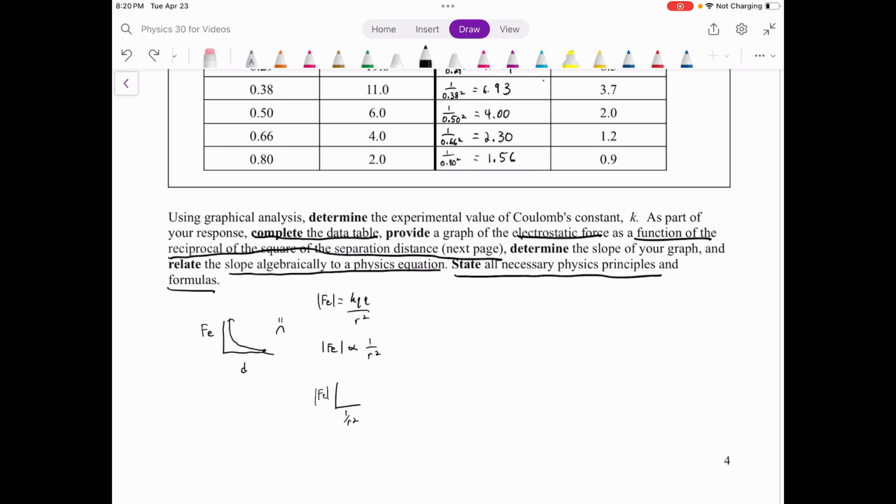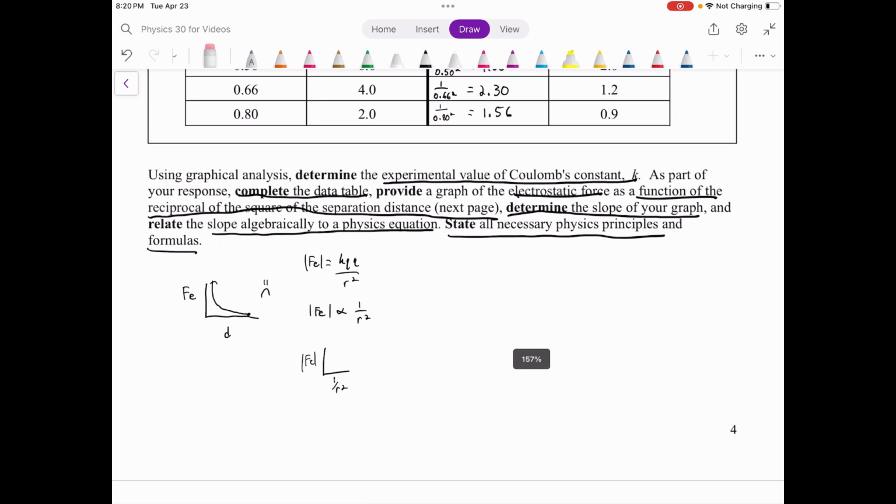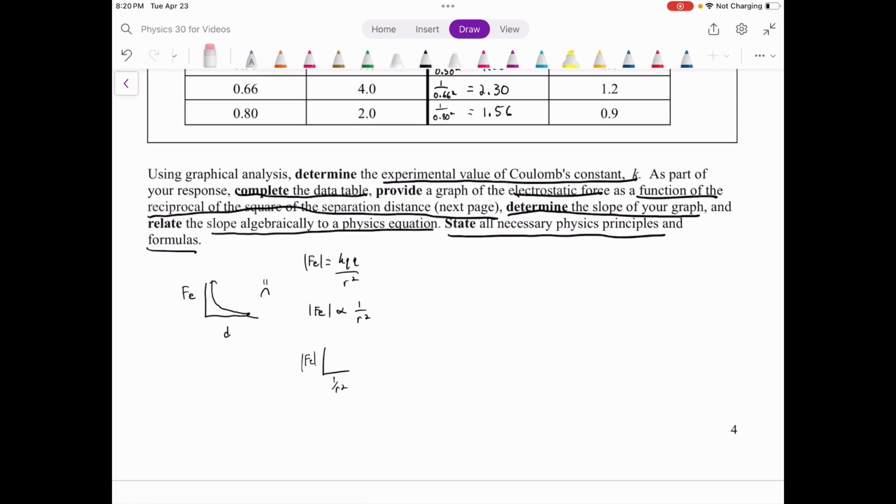Okay, now remember, the whole point of this was to determine the experimental value of Coulomb's constant, K, right? Now, they were nice enough to tell us we were going to determine the slope of our graph to do that, but that doesn't mean that the answer is just going to be the slope, right? So let's let the equation tell us, first of all, why we're interested in the slope anyway, and also what we need to do with the slope.